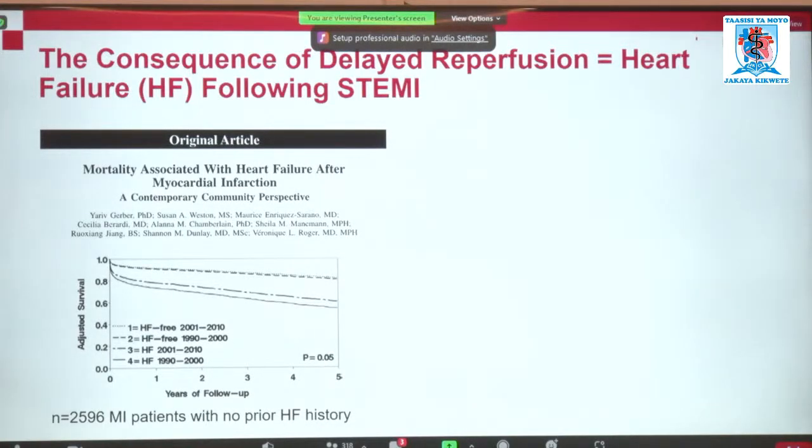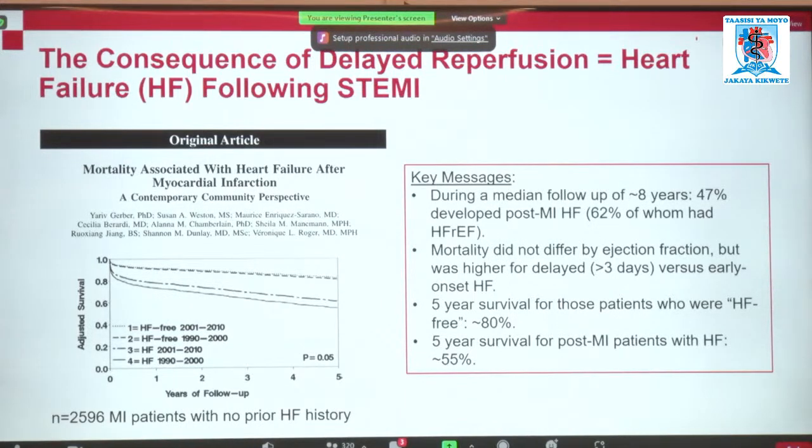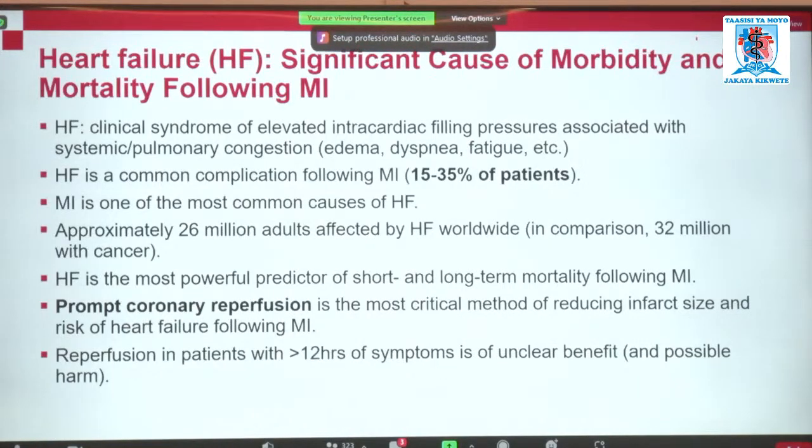And heart failure following STEMI is bad news. During a median follow-up, 50% of patients who developed post-MI heart failure were dead in this study. So heart failure following an MI is a significant cause of morbidity and mortality. We touched on this before, and it may happen in anywhere from 15 to 35% of people.